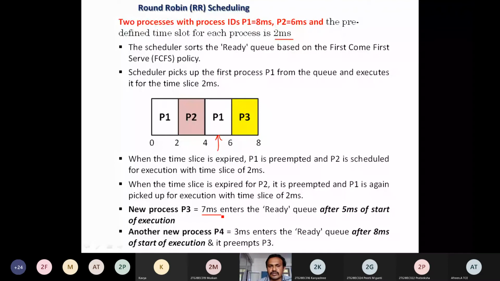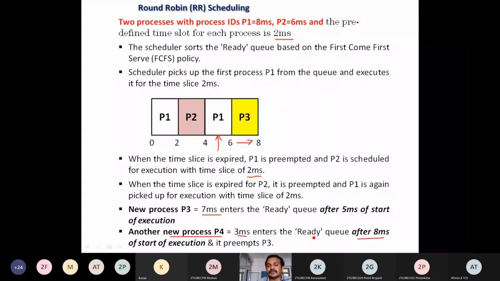But what is the condition in the round robin? It is once again rescheduled for what? The time slice of 2 milliseconds. So P3 is also going to execute only for 2 milliseconds, from 6 to 8 milliseconds. So what is the other point? In the problem statement, we observe another new process P4 with a completion time of 3 milliseconds enters the ready queue after 8 milliseconds of execution.